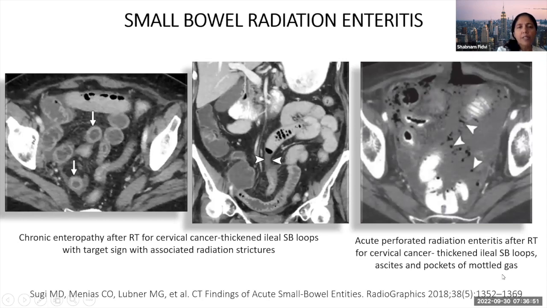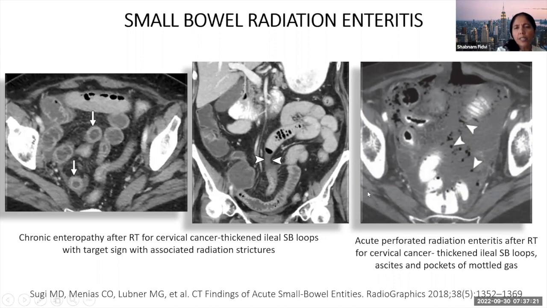These are examples from the literature of patients with small bowel radiation enteritis. These two images are contrast-enhanced axial and coronal images showing a patient with cervical cancer treated with radiation therapy. You will see that there's some thickening and mural enhancement involving ileal small bowel loops with a target sign, and there's also an area of luminal narrowing consistent with the radiation stricture.